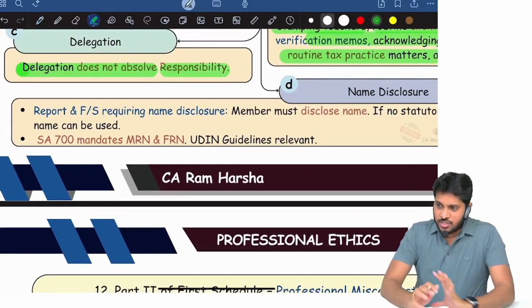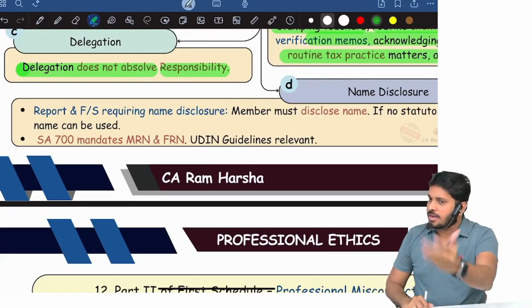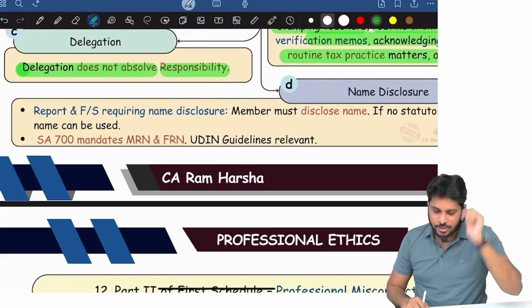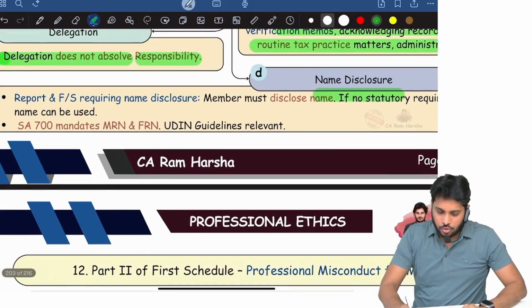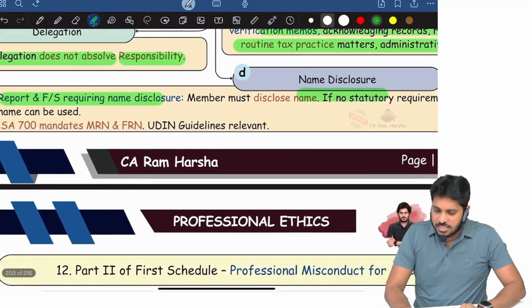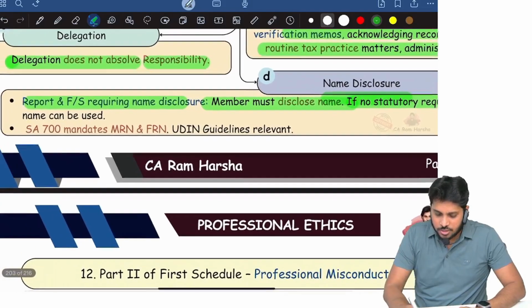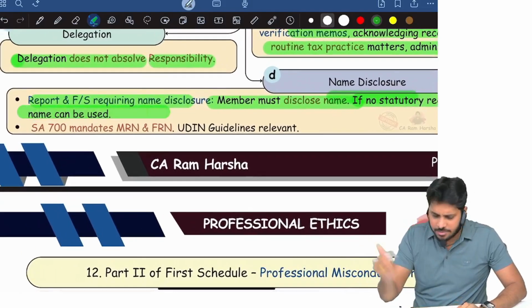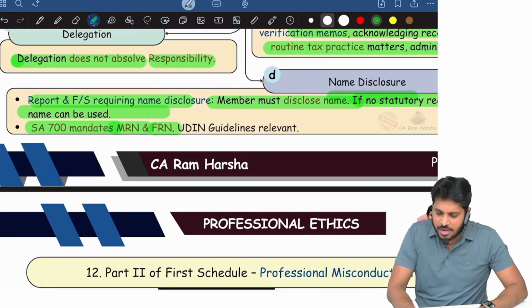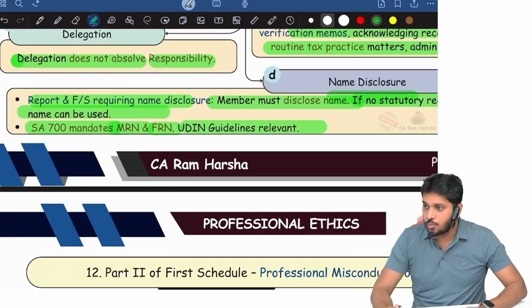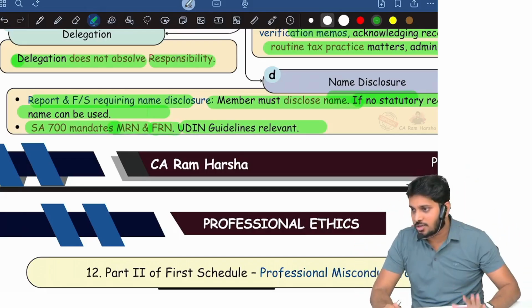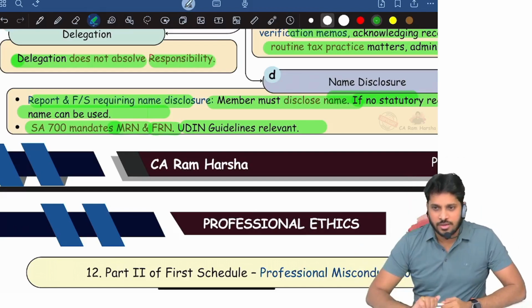By the way, just because you're delegating work to somebody, your responsibility remains the same. That is what even the SQC standard also says, correct? Name disclosure. You know, in financial statements and all, members will disclose the name. If there is no statutory requirement, the individual name can be disclosed. SA 700 mandates MRN, FRN, UDIN guidelines, all that. So with this, clause number 12 is also completed. Confident? Yes. 2 minutes. Okay, we'll just continue.